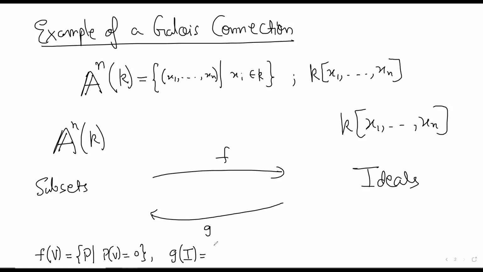This is just going to be the points. So I'll just write X such that P of X is equal to 0 for all P in I. Okay, so you're going to get this. Now show that this is a Galois connection. Please write this. It's very important.